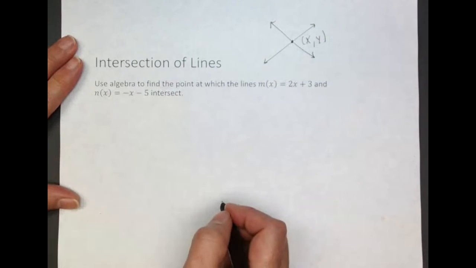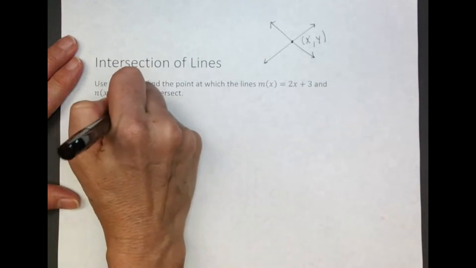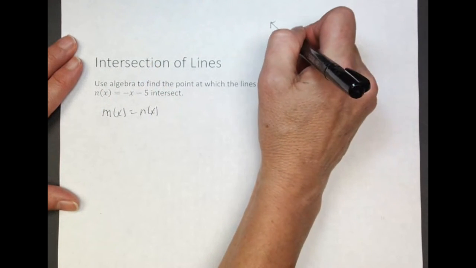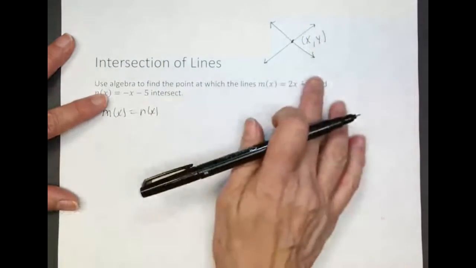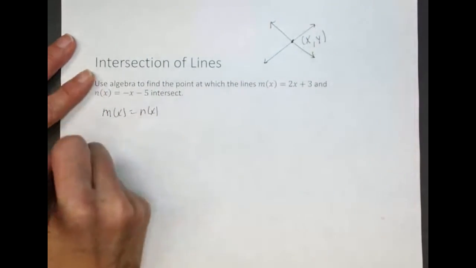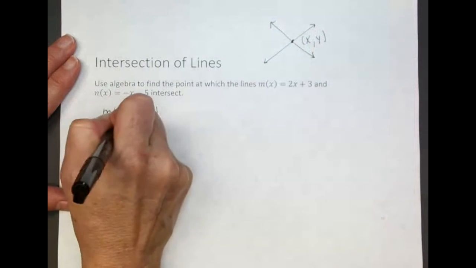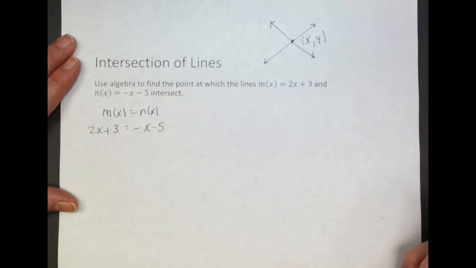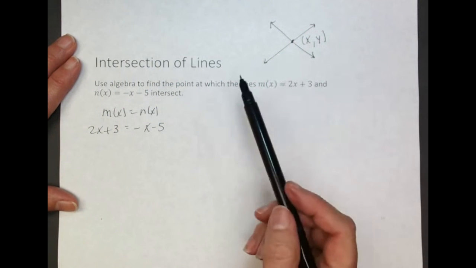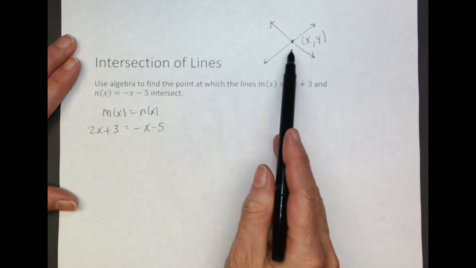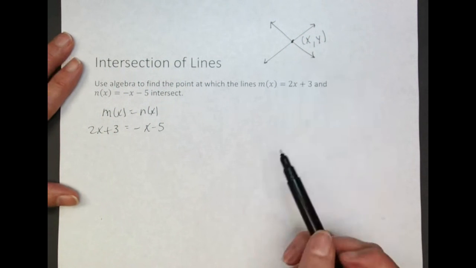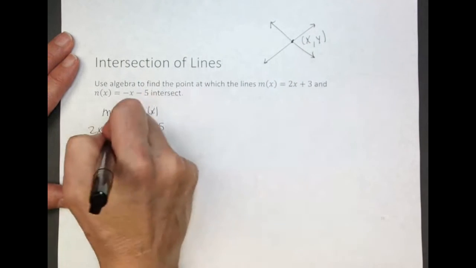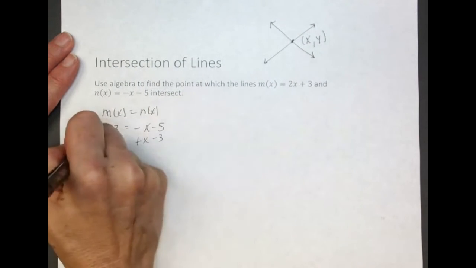So if we set these 2 equations equal to each other, if we say m of x equals n of x, as at that point the y-coordinates are certainly equal, we can then take the formulas for those functions, 2x plus 3, and say that that's equal to negative x minus 5. Solving for x will give us the x-coordinate at that point where they intersect. All right, so let's go ahead and do that. We'll add an x to both sides, and subtract a 3 from both sides.